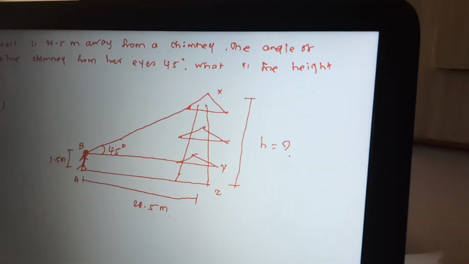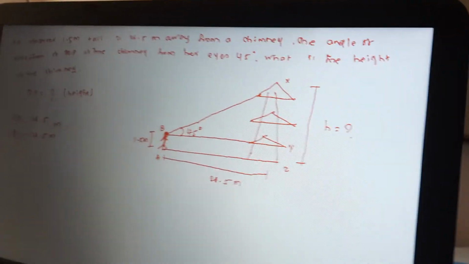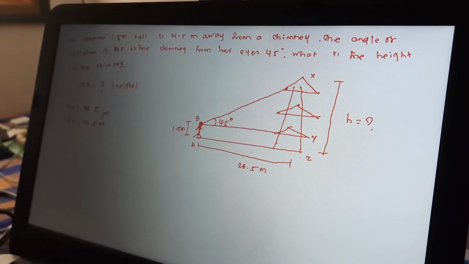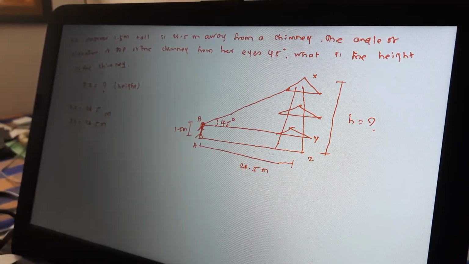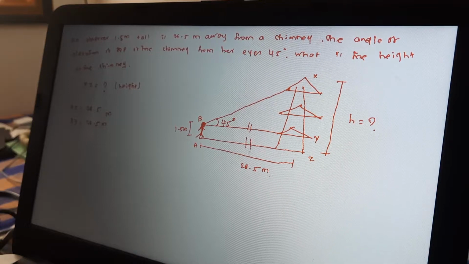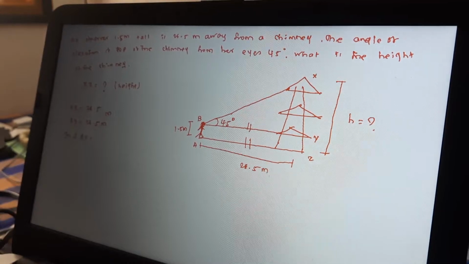Now, this is the diagram and this is the description I have given so far. So AZ is equal to 28.5, and BY is also 28.5 because these both are parallel lines. Now in this triangle B, Y and X, you take tan 45 degree.